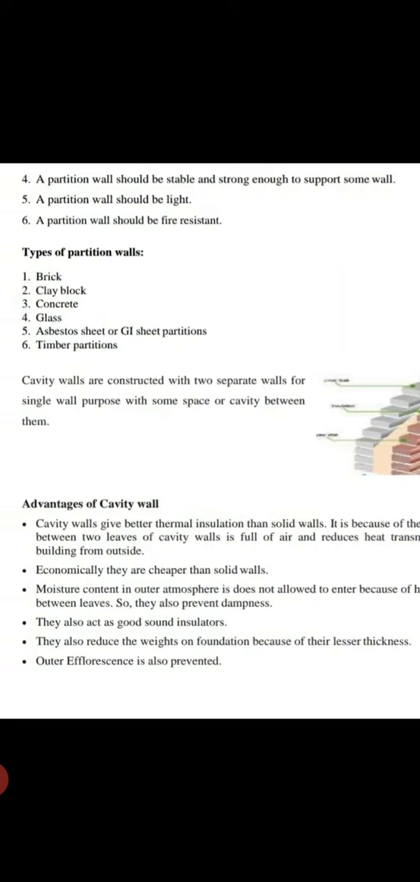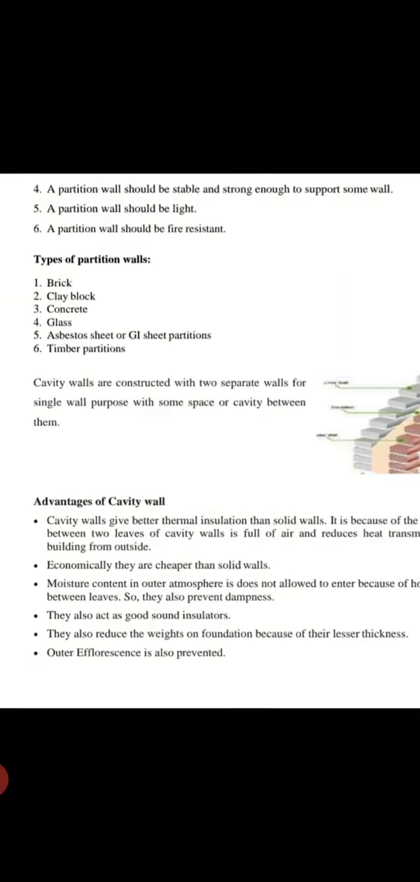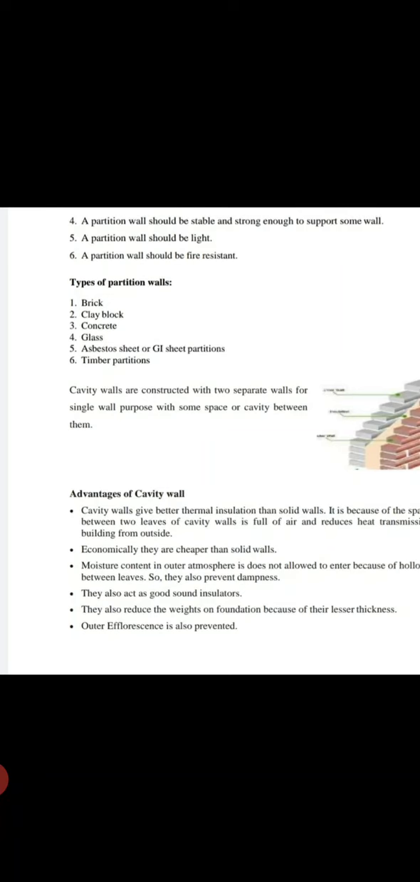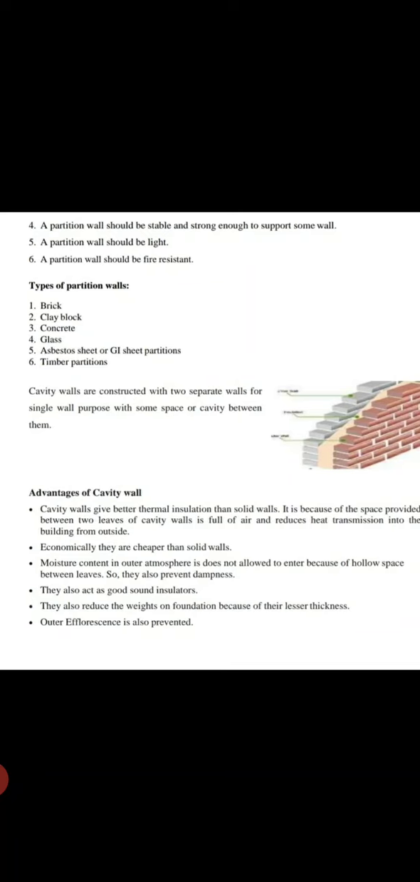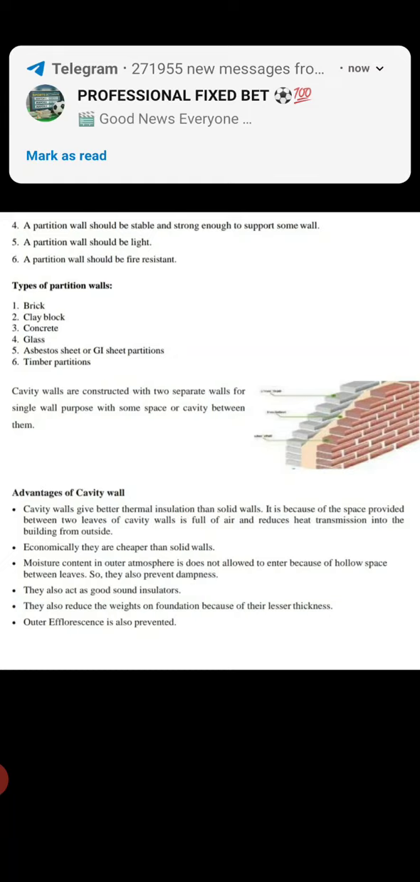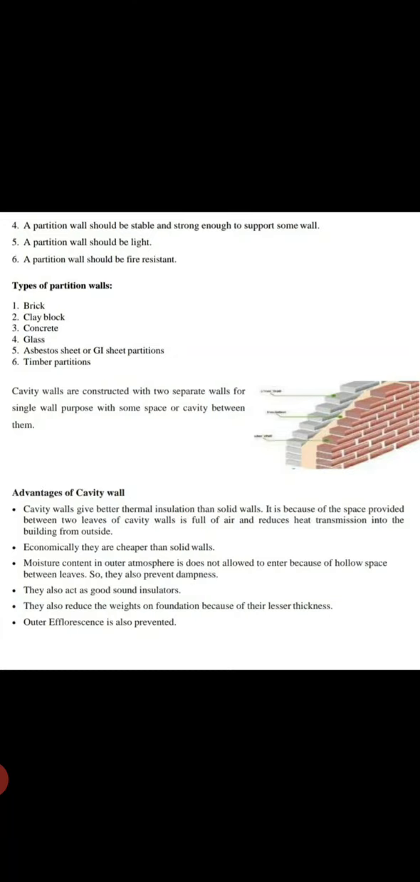Cavity walls are constructed with two separate walls for a single wall purpose, with some space or cavity between them. Advantages of cavity walls: cavity walls give better insulation than solid walls. This is because the space provided between the two leaves of the cavity wall is full of air, which reduces heat transmission into the building from outside. Economical: they are cheaper than solid walls.